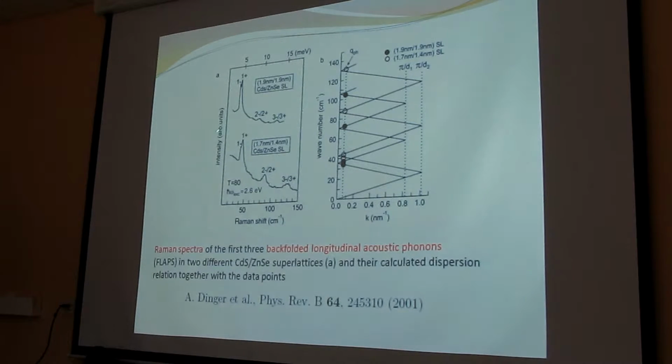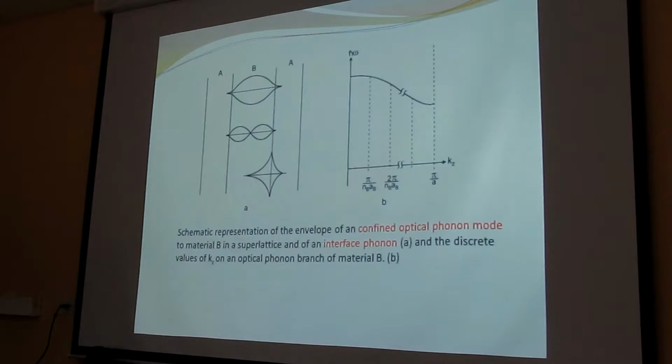You see here these various branches, the first backfolded branches, the first, the second, the third, and you see here the calculated backfolded phonon branches for two different superlattices with different periodicity and the experimental data points, and this again fits quite well. So in a superlattice we have backfolded acoustic phonons. Now what happens to the optic phonons?